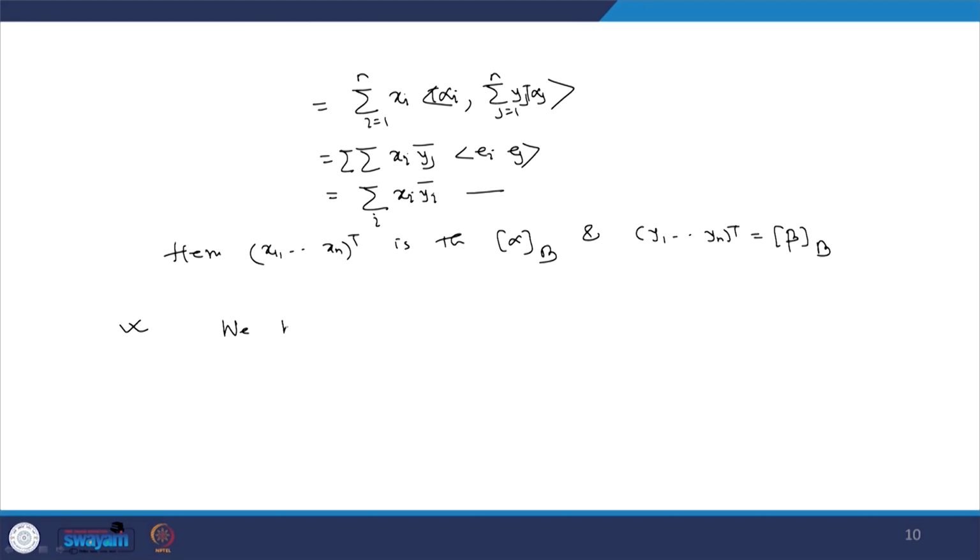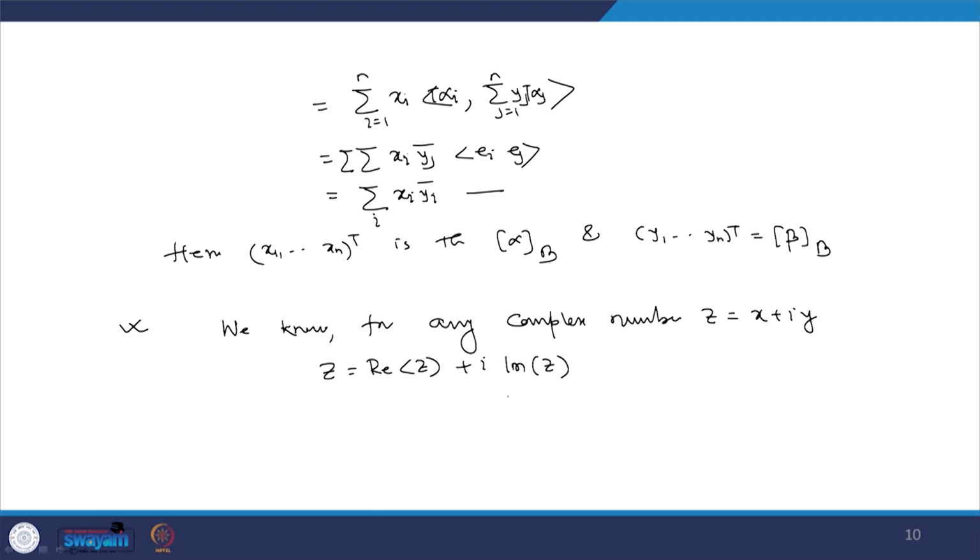We will talk more about this inner product in our next lectures, but before completing today's lecture, let me define one thing. We know that for any complex number z which is equal to x plus iy, this implies that z equals the real part of z plus i times the imaginary part of z.